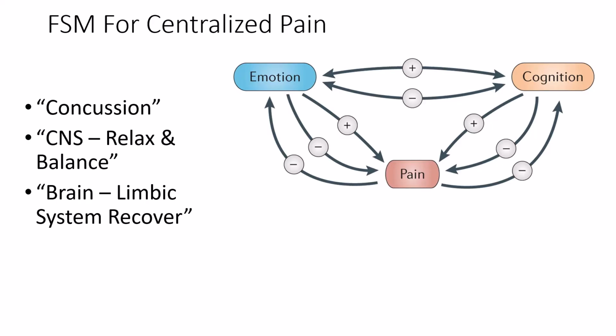Pain also strongly impacts our emotions and our thinking, and there are FSM protocols that can help to calm our emotions and slow our minds down. I often recommend regularly running the concussion protocol, which is perhaps the most widely used protocol in FSM. In addition, I recommend CNS, relax and balance, and brain limbic system recover for this emotional and mental component of pain.